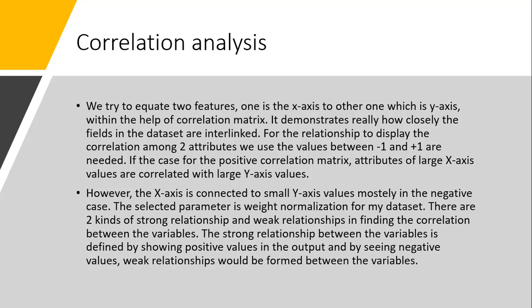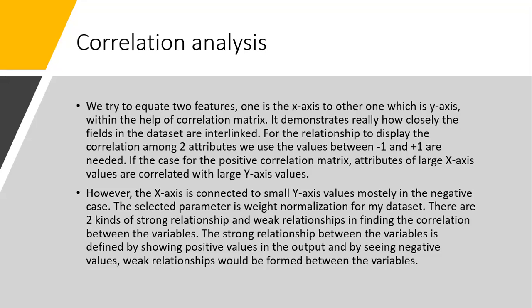We try to equate two features, taking one as the x-axis and the other as the y-axis, making a correlation matrix. It demonstrates the relationships within the dataset and displays correlation. If the value is between -1 and +1, we can say that a correlation exists between these. In the positive correlation case, attributes with larger x values are correlated with larger y values. However, x is connected to small y values mostly in the negative case.